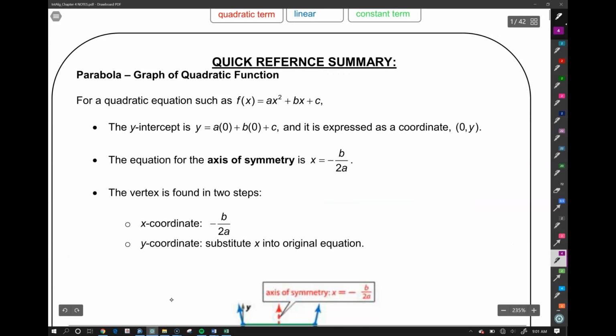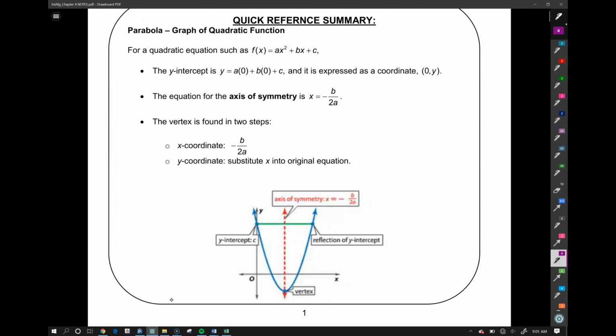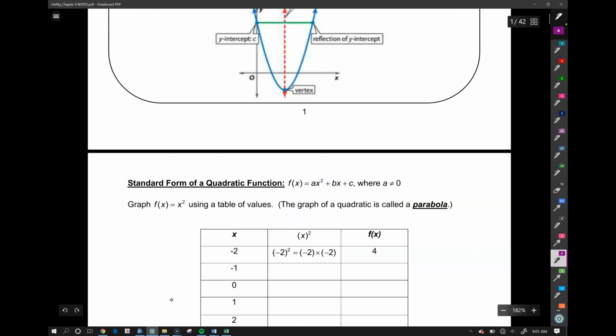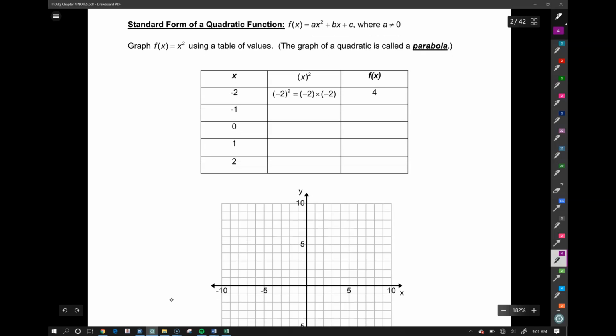So this is a quick reference summary, like how do you graph, etc. I put this on the front because it's the front of your notes. It's very easily accessible, but we're going to be going through every single one of these details. All right, so first, standard form of a quadratic equation: f of x equals ax squared plus bx plus c, where a is not equal to 0. So you have to have that x squared term.